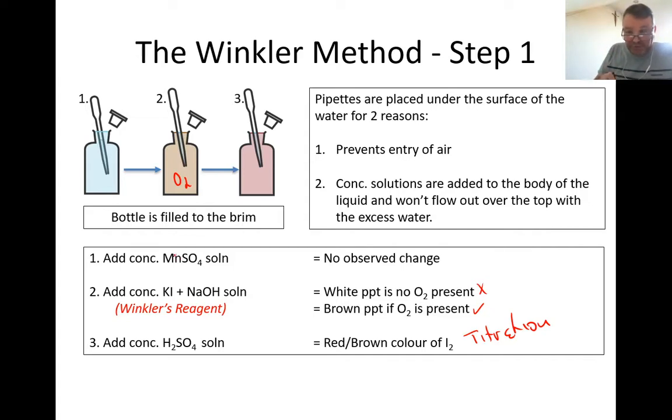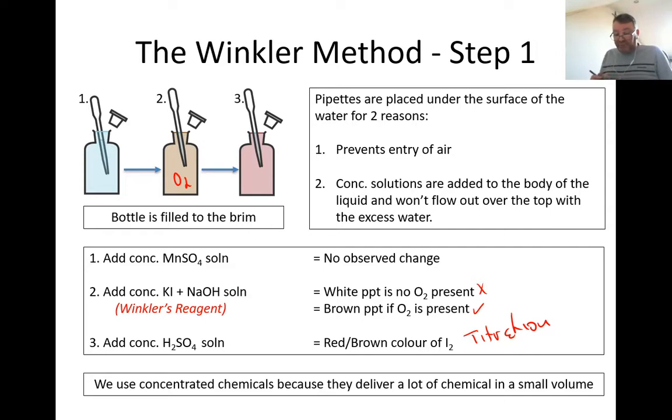Concentrated manganese sulfate, no change. Concentrated alkaline potassium iodide, we're looking for a brown cloudy precipitate. And finally, on the addition of 1 centimeter cubed or less of concentrated sulfuric acid, it will turn from that brown cloud into a beautiful dark reddish brown solution of iodine.